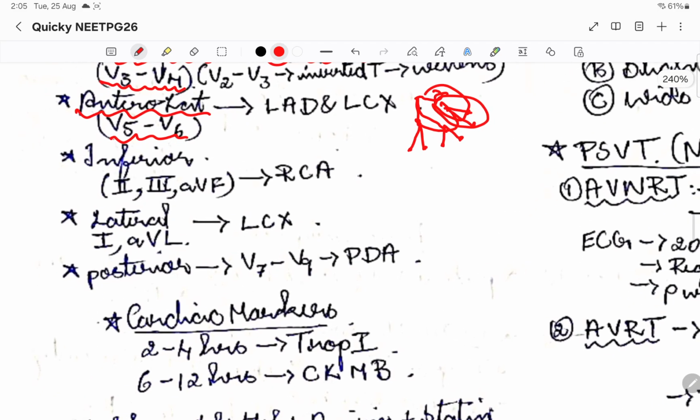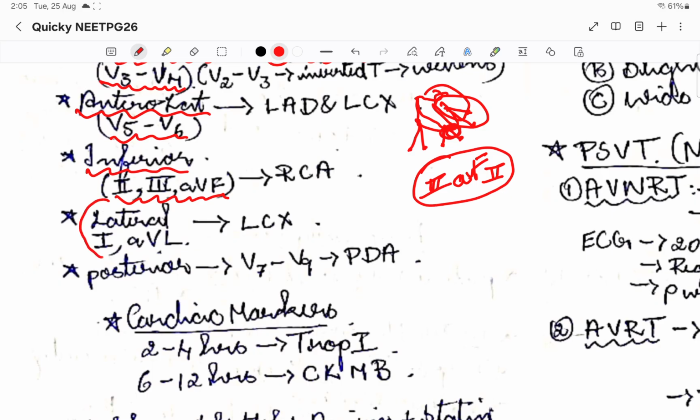Then coming to inferior, it is going to be 2, 3 and aVF, the limb leads. So that is what I'm seeing. Now I want to take a look at the bottom of the heart, so that is why I'll be looking at 2, 3 and aVF. Here, if there is STEMI or NSTEMI, I can know that it is the inferior wall that is being affected.